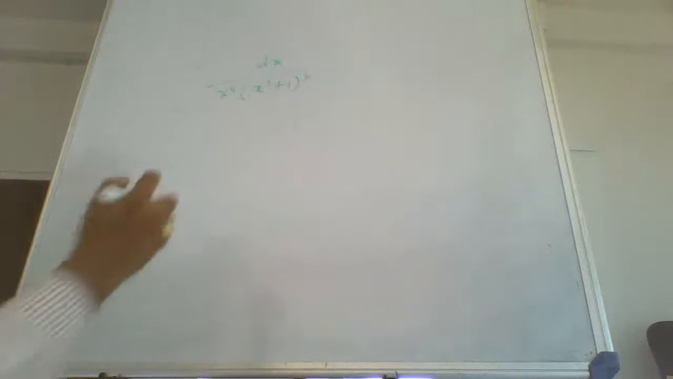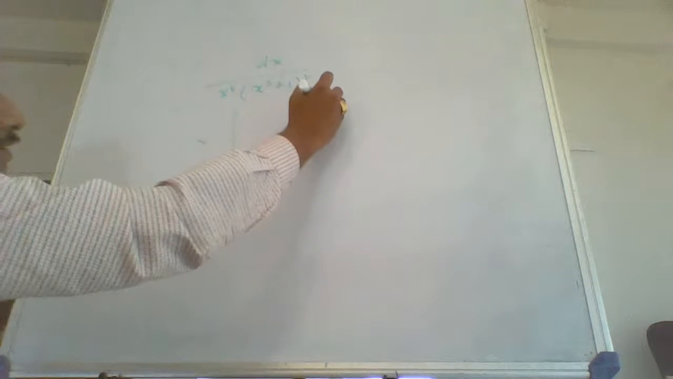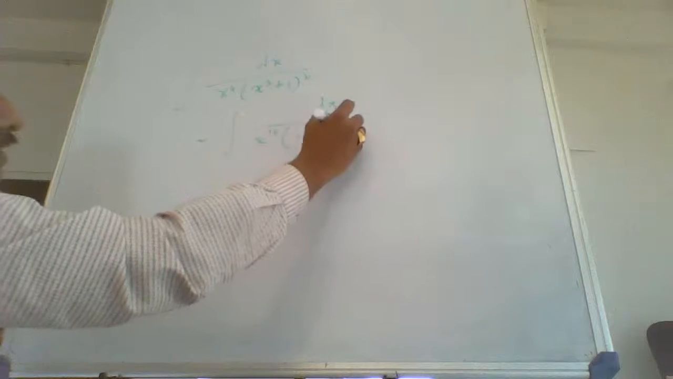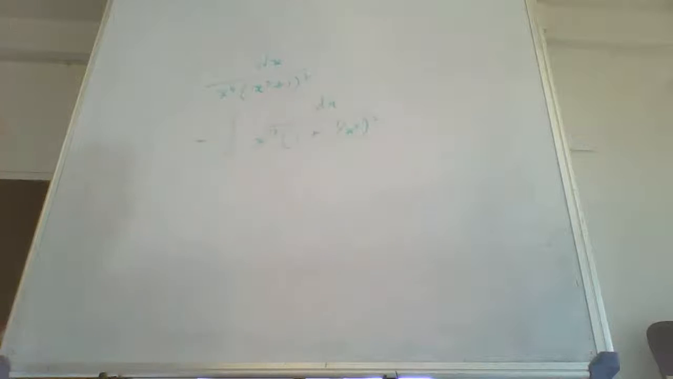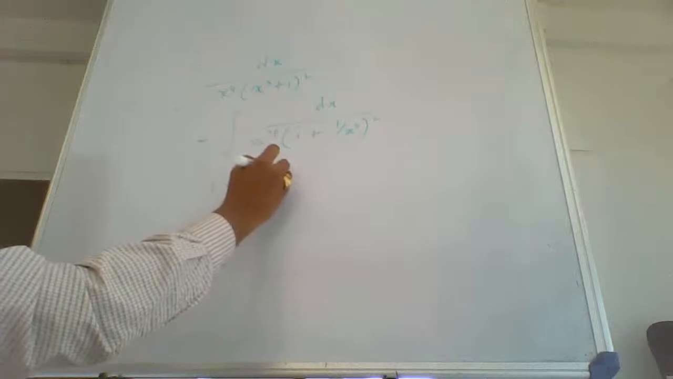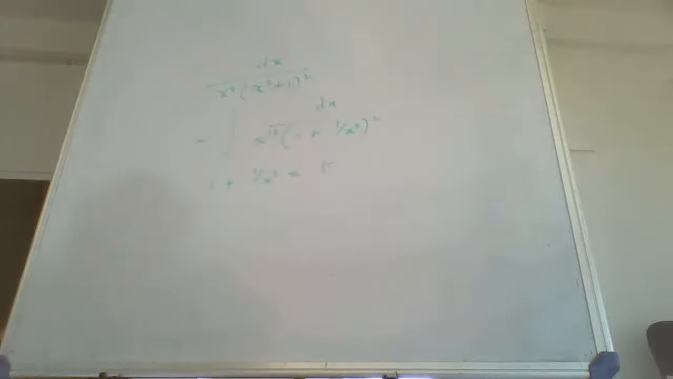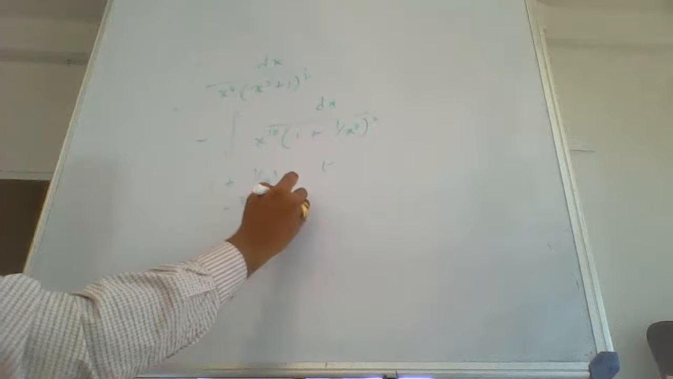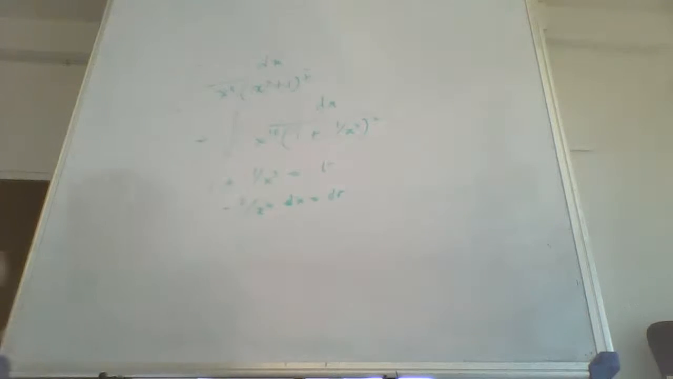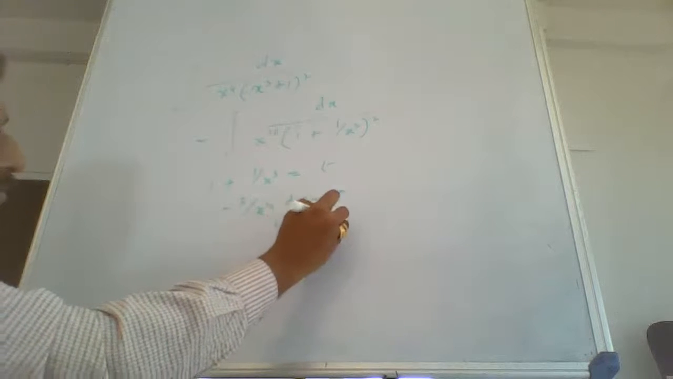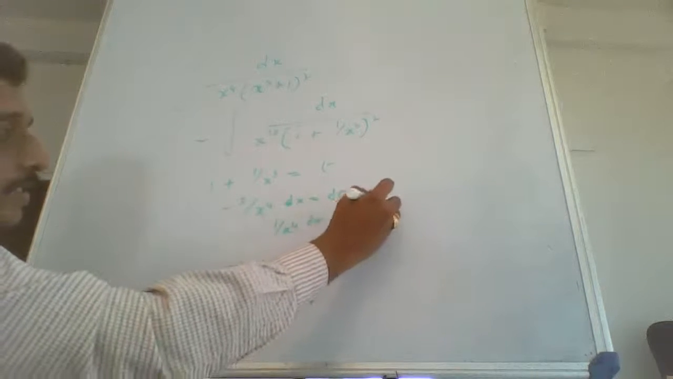If I take x power 6 outside, I'll be left with the integral of dx divided by x power 10, so this is 1 by x cube whole square. Fine. So let us put 1 by x cube as t. Let us substitute it. So I get minus 3 by x power 4 dx is equal to dt, which is equal to 1 by x power 4 dx as minus dt by 3.